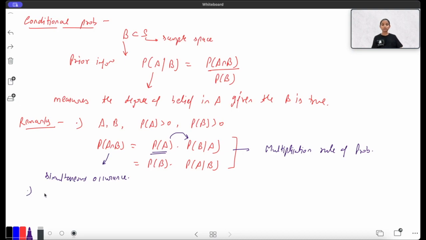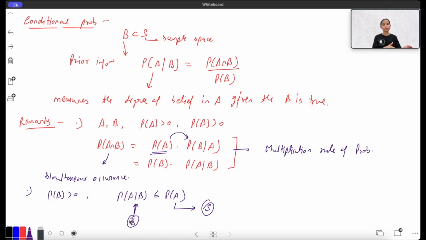Second point: if you know that probability of B is greater than 0, then probability of A given B is less than or equal to probability of A. As we are reducing the sample space, my main concern is now only those points of A which are in B. This probability we calculated on the whole sample space, and now we have reduced the sample space to B.